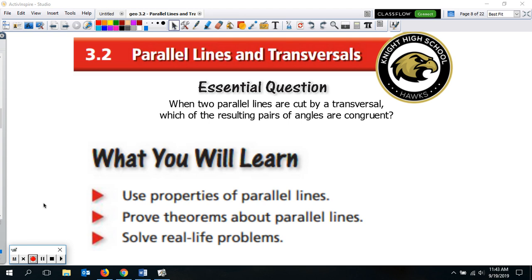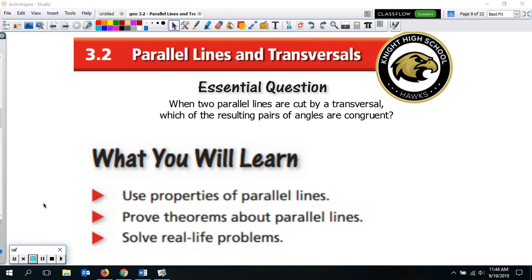Welcome back, geometry students. Here we are at 3.2 in Big Ideas, looking at parallel lines and transversals. So we looked yesterday at what transversals were. Today we're going to look at a transversal going through two parallel lines and the different properties that they're going to make.